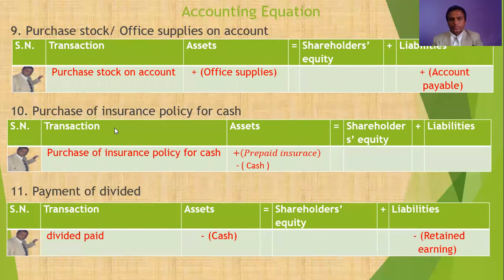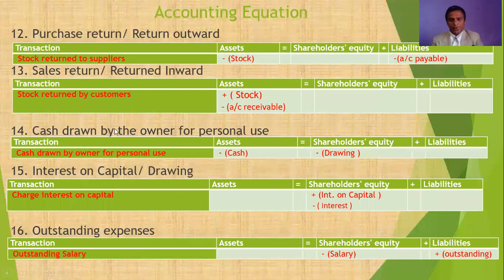Next, number 12, purchase return, or return outward. Stock is returned to the supplier: purchase return. Decrease of stock and correspondingly decrease of liabilities.